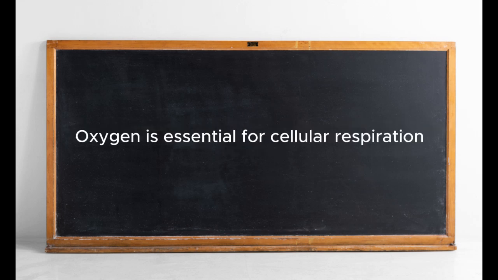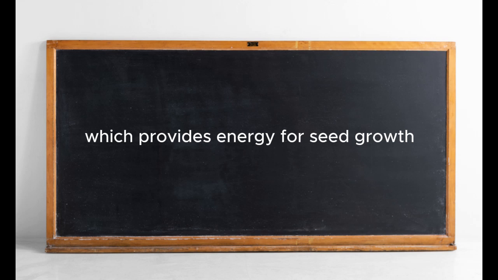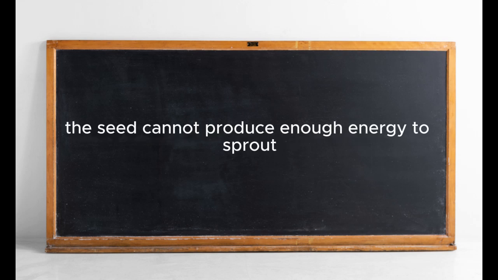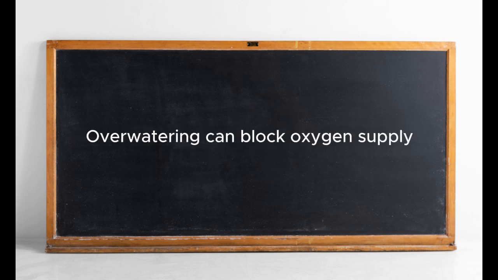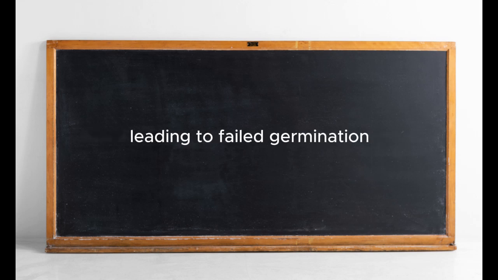2. Oxygen. Oxygen is essential for cellular respiration, which provides energy for seed growth. Without oxygen, the seed cannot produce enough energy to sprout. Overwatering can block oxygen supply, leading to failed germination.